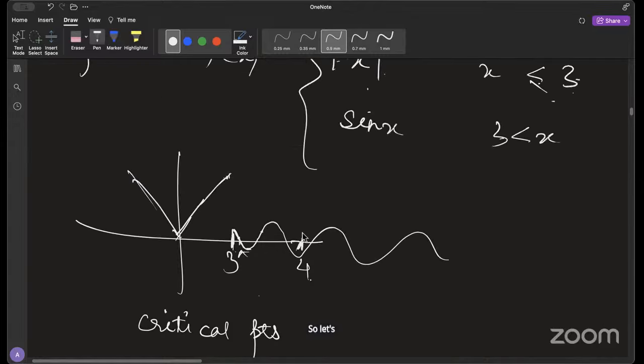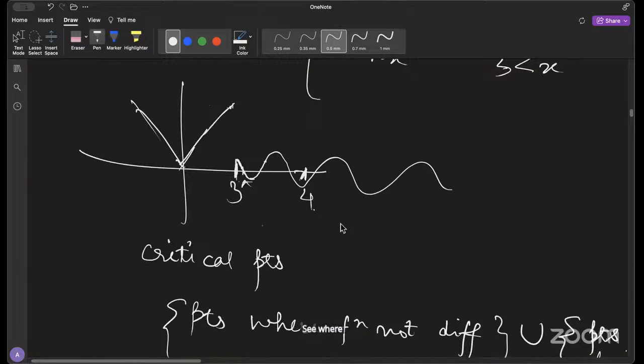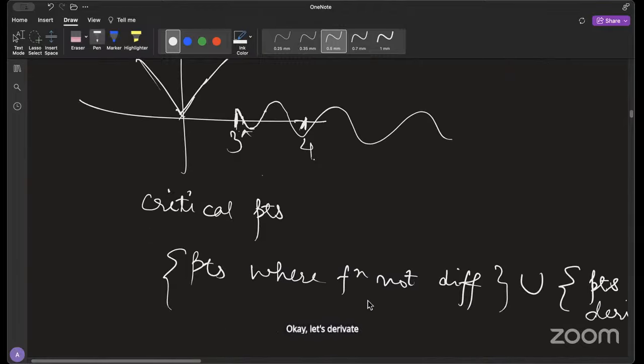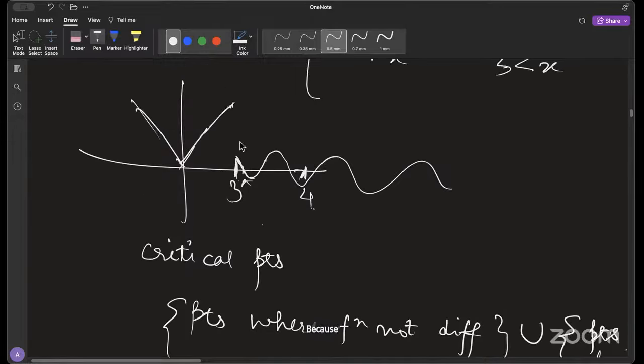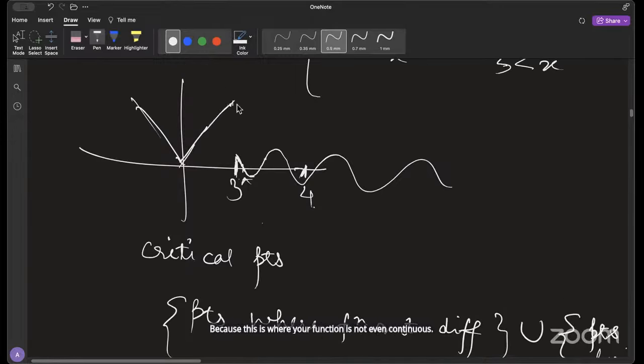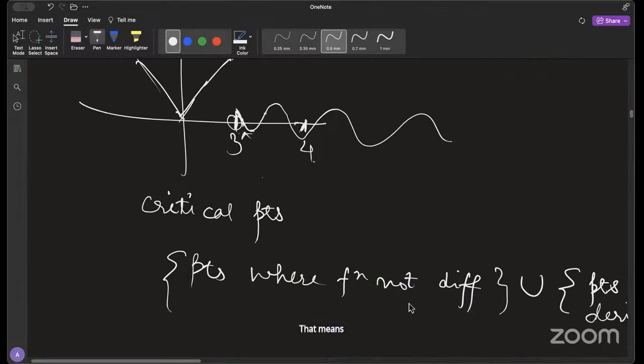Let's go by the definition, right? So first, let's try to see where this function is not differentiable. At 3 and 4, the curve is not differentiable. Yeah, 3, this point, because this is where your function is not even continuous, right? At 3, your function is not even continuous. That means it's not differentiable here. That means it's a point where your function is not differentiable. So one of the critical points is 3.